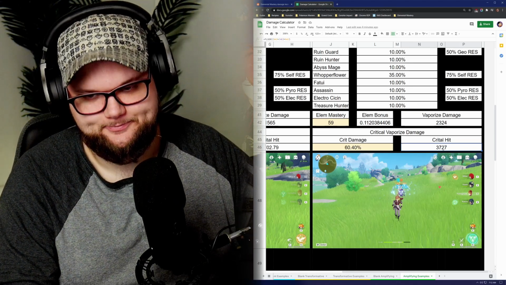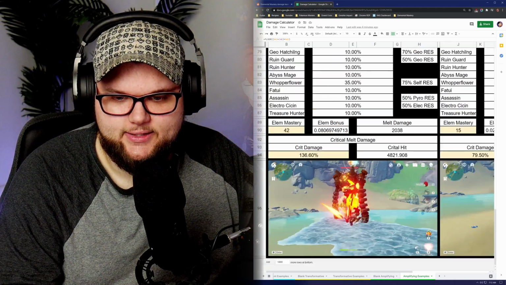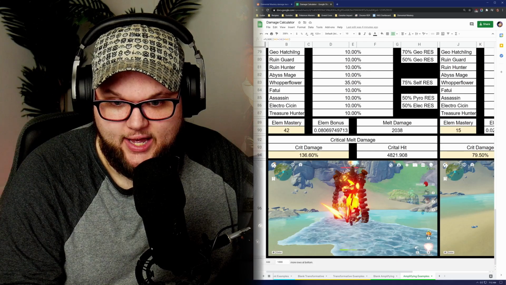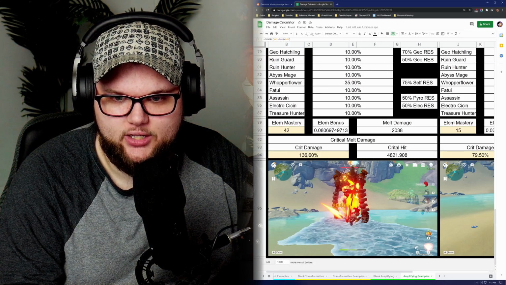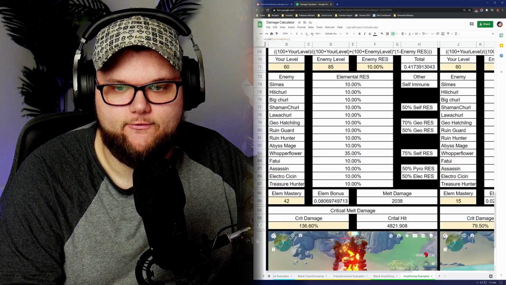The spreadsheet assumed 3,727. So very, very close. Now let's take a look at some melts really quick. So we do have Diluc actually applying melt to this Ruin Guard here for 2,040.